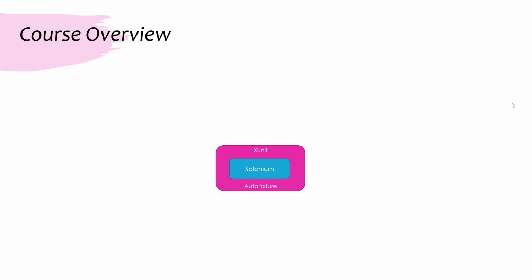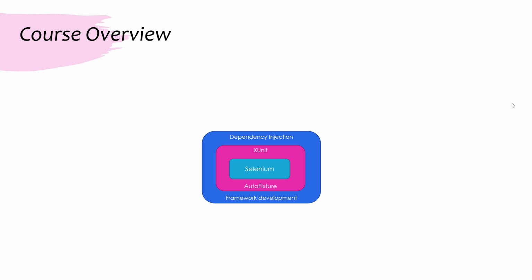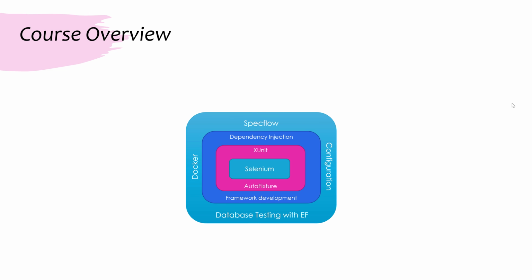And once the code is almost ready, we'll then talk about working with dependency injection and making a foundational framework with all the discussions that we would have made until that point. We will also then talk about adding the support for Specflow, extending the code with custom configurations, and adding the support for database testing with entity frameworks, and adding Docker support to our code, which can be then containerized and run along with the application under test.